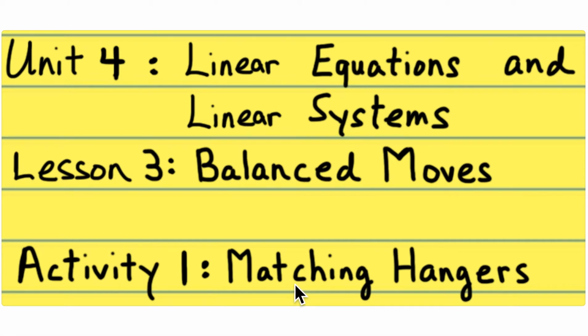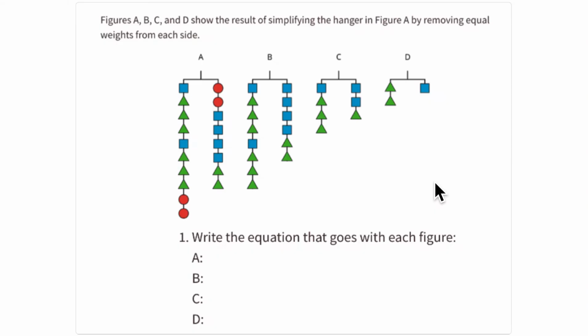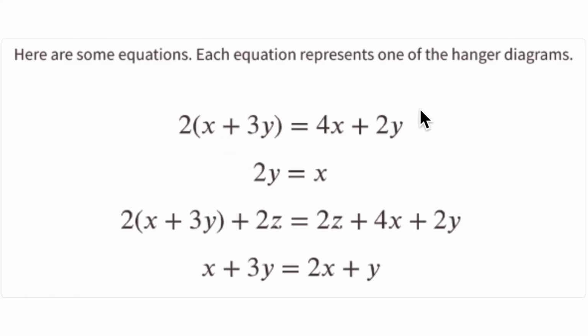This is Activity 1, Matching Hangers from Lesson 3, Balanced Moves. In this activity, we're going to start moving these shapes around and removing some shapes while keeping the hangers balanced. There are 4 different hangers and 4 equations, and we're supposed to match the equations with the hangers.